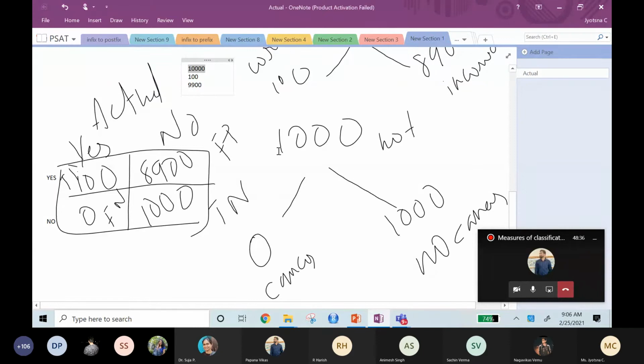The total sum is 10,000. So maybe sometimes the problem will be asked with an explanation given, and from that you may have to make the confusion matrix. Sometimes the confusion matrix will be directly given so that you can easily make it. So this is total 10,000. You can add and see, when you add both, it is 9,900. So consider this data and find the accuracy and other measures.